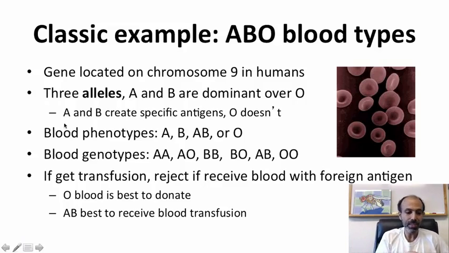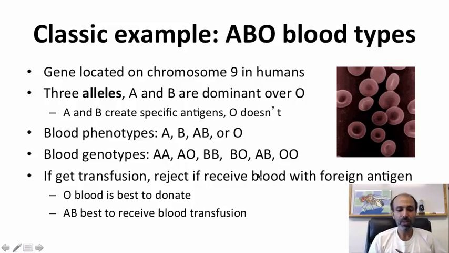And what happens in this case is A and B create very specific antigens, but O does not. So the possible blood types you can have are A, B, AB, and O. And the possible genotypes are these: AA, AO, BB, BO, AB, OO.